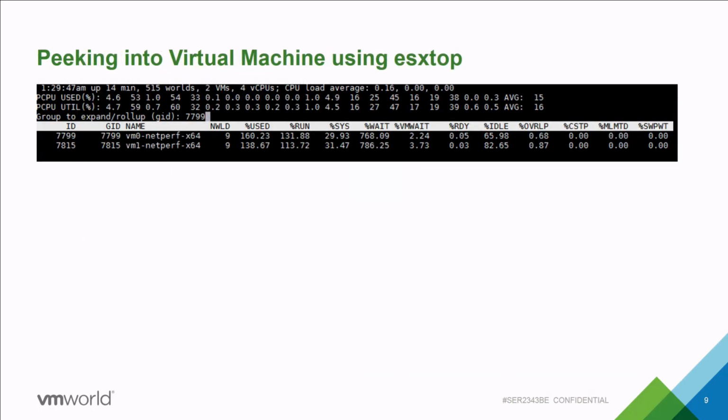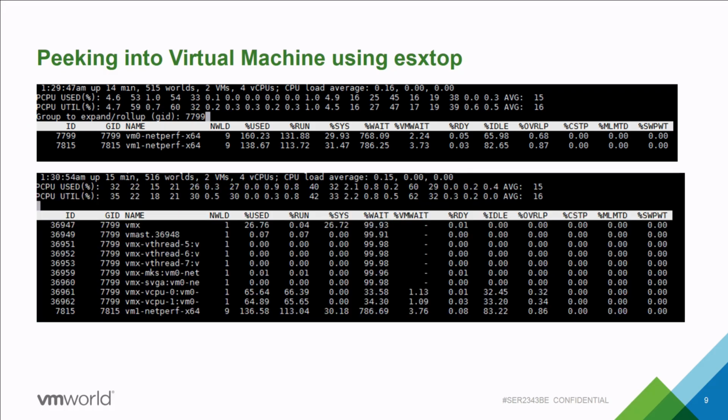So ESXTOP has, as I said, many pages. Here, I just want to highlight one. If you specify the group ID of a specific virtual machine, you can expand it to a view that reports the stats at a per thread level. What I want to highlight here is that for a two virtual CPU machine, you might expect it has 2 threads, but actually it has many more than 2 threads.